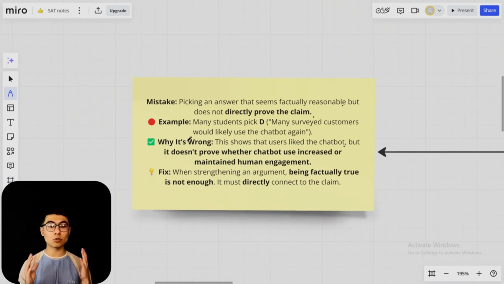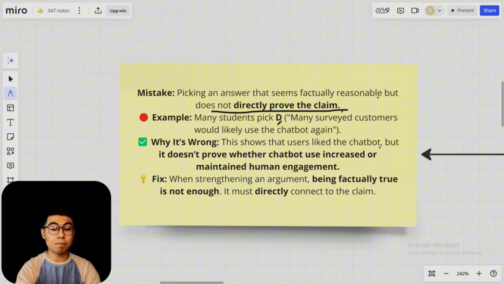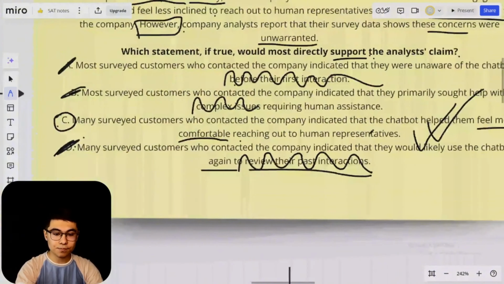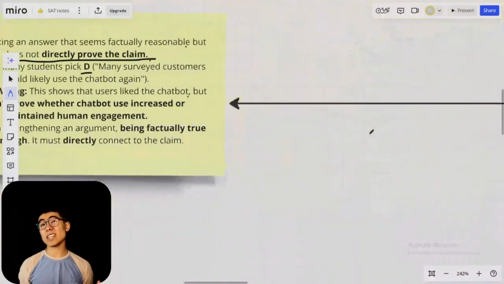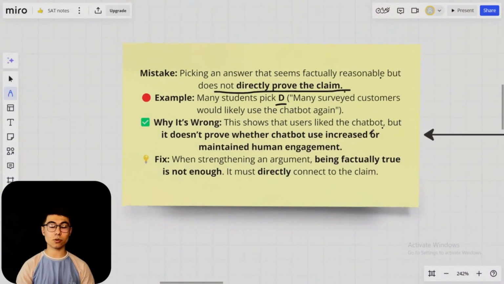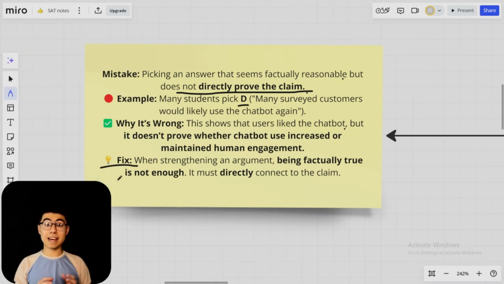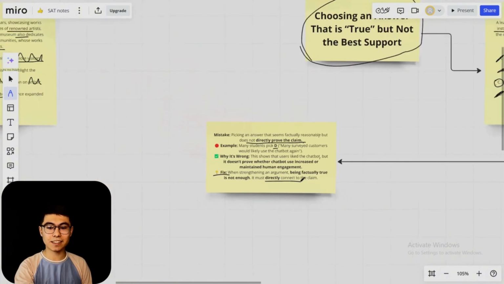As an example, many students take this choice D. And the reason why it's wrong is because this shows that users like the chatbot, but it doesn't prove whether chatbot use increases or maintains human engagement. It has nothing to do with increased engagement. That's why the answer should directly connect to the claim. So now let's move on to mistake number 3.